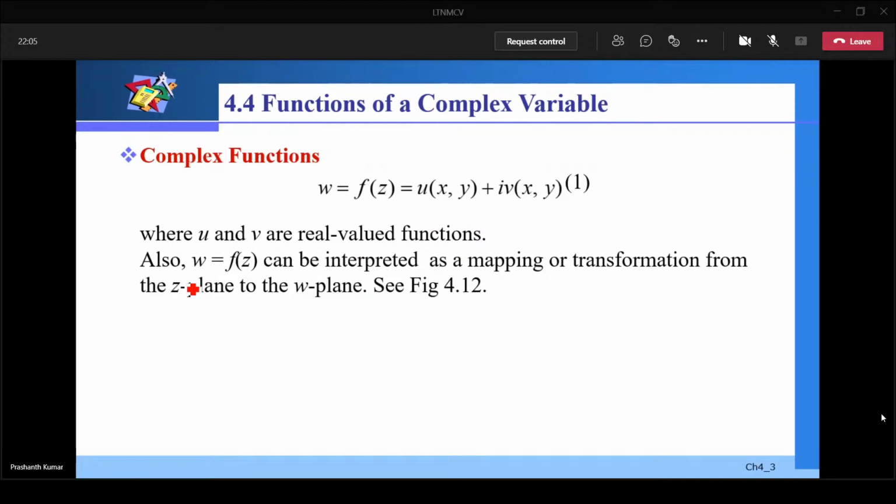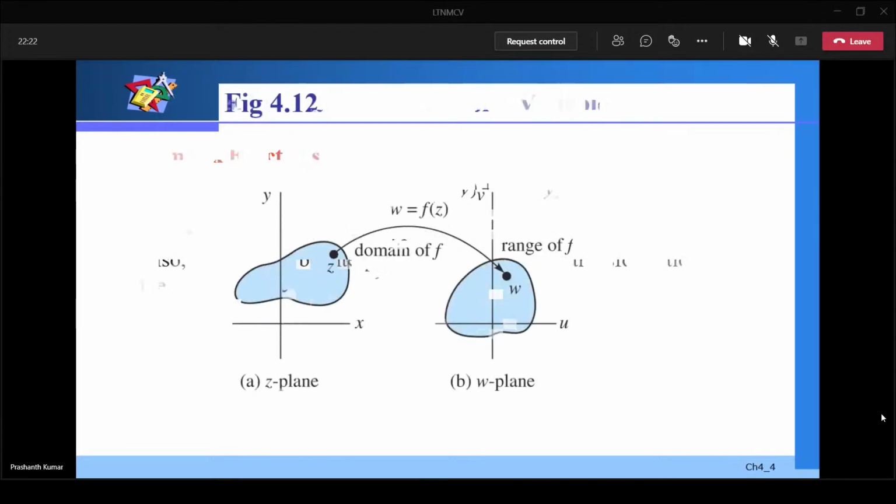Okay, so then also W is equal to f of z can be interpreted as a mapping or transformation from the z plane to the W plane. ఇది z plane నుంచి W plane కి తీసుకుంటాం. సో see in figure 4.12 ఎట్లానో చూడండి. ఇప్పుడు ఇది z XY plane. XY plane లో z plane we call. This is also we call as an argand plane. Okay, complex plane నే argand plane అంటాం.